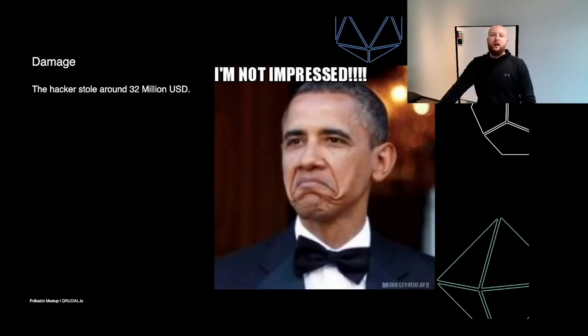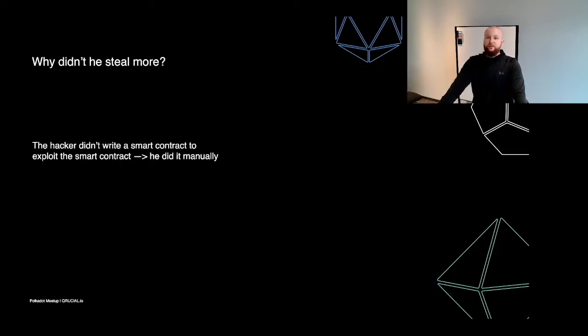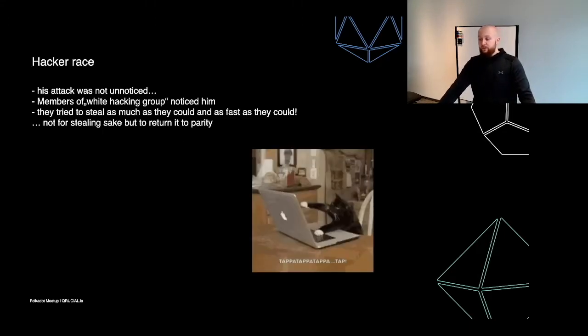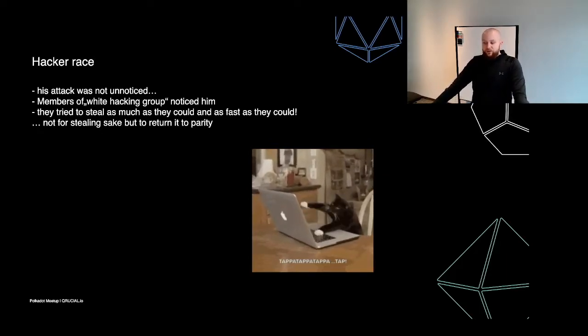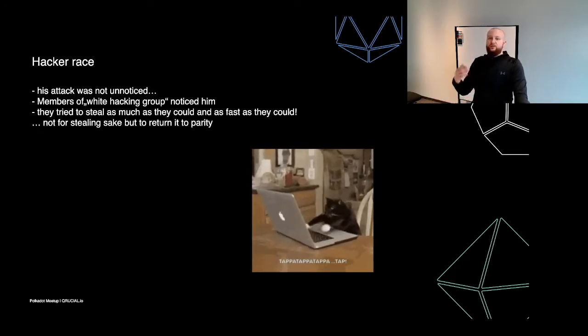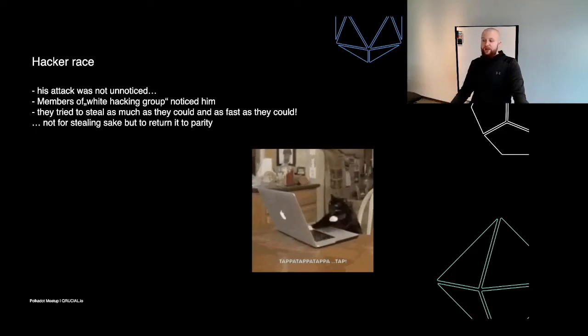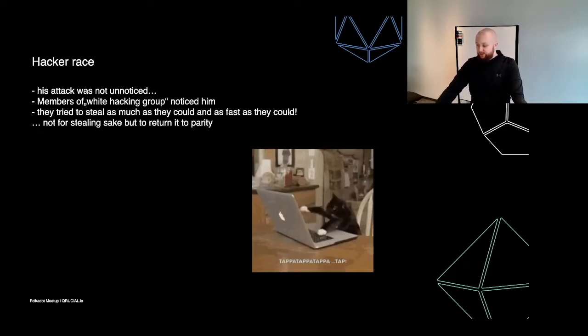I don't think so. For those who have been here last time, you know that this could have been done in a much more evil way. In fact, the hacker could have written a smart contract exploiting this wallet and steal even more. And the fact that he did it in a manual way was the reason why his attack was noticed by a group, a so-called White Hat Hacking Group. And they noticed what he was doing, and then they tried to steal as much as they can, not for the stealing's sake, but for the saving's sake. They were trying to save Parity from disaster and stole the funds from the wallet with the exact same exploit, but they planned to return it and actually did.